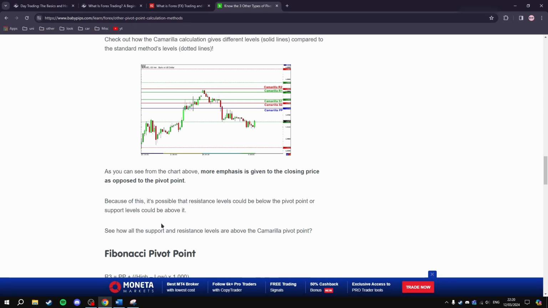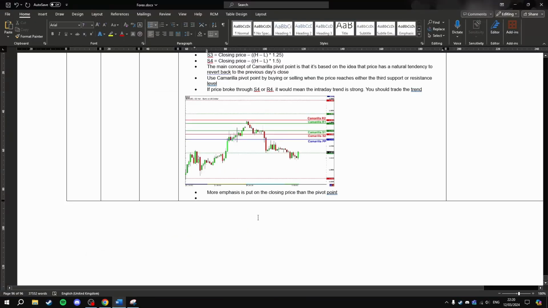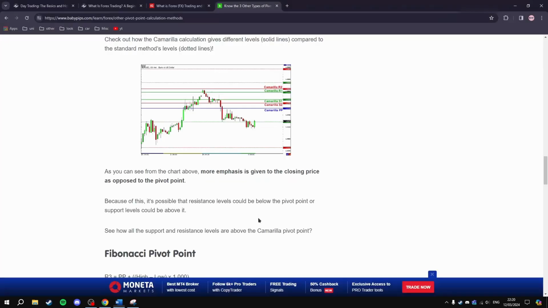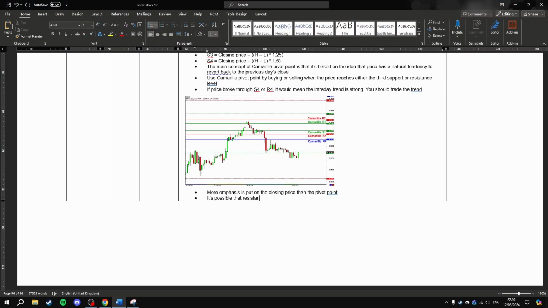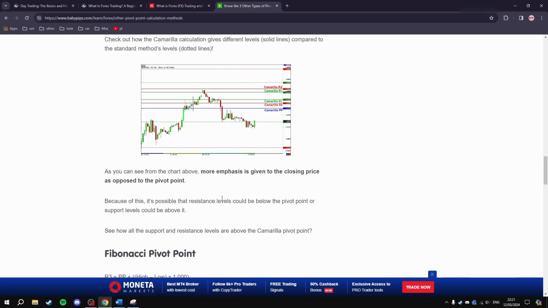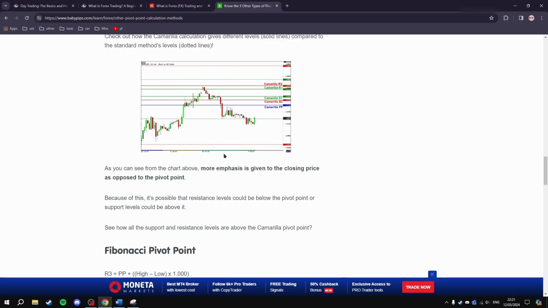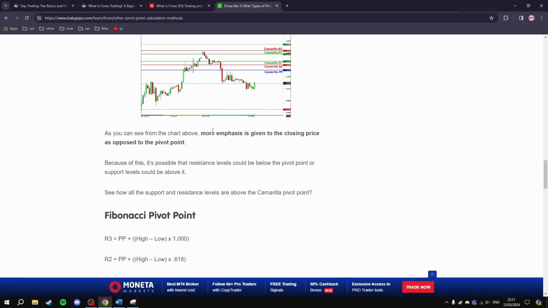More emphasis. So it's possible that resistance levels could be below the pivot points and or support levels be above the pivot point. Right. Yeah, this is the weird one.